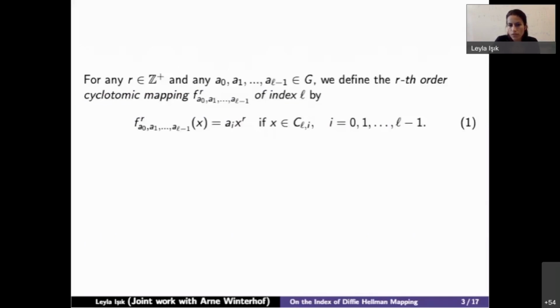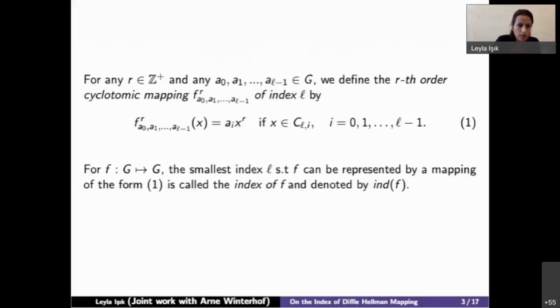So what does it mean? For each element x from the ith coset, the image of this element is defined as x to the r times a_i, where a_i is an element of the group. And what is the index? We still didn't say it. For a self-mapping f, the smallest index such that our f is defined in this way, we call the index of f, and we use this notation.